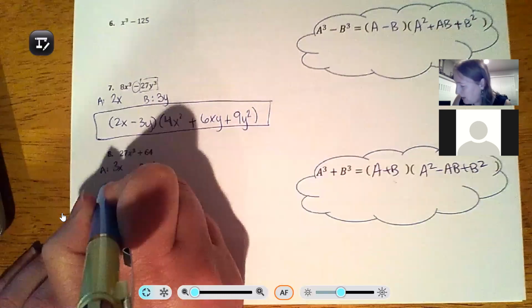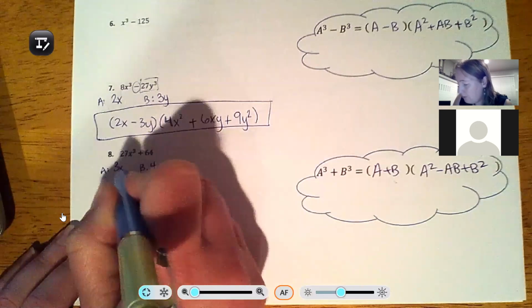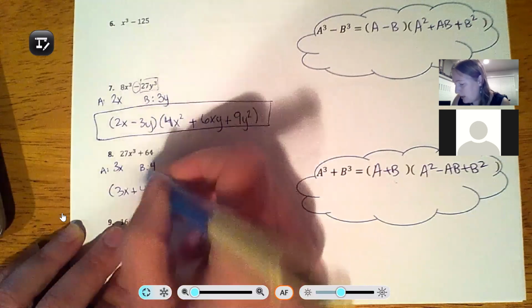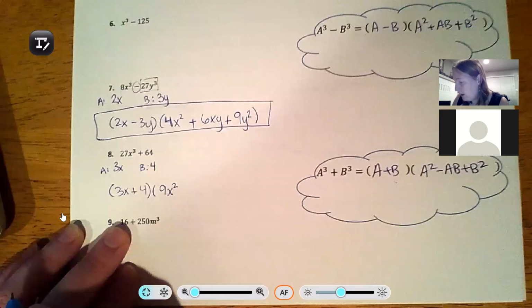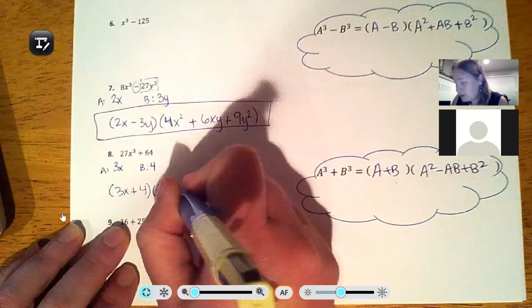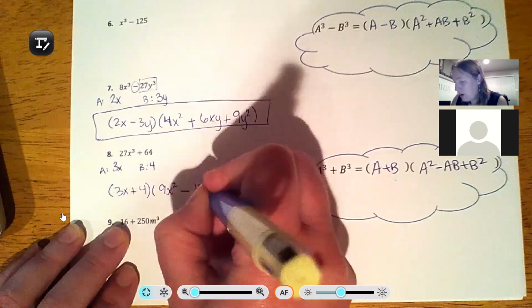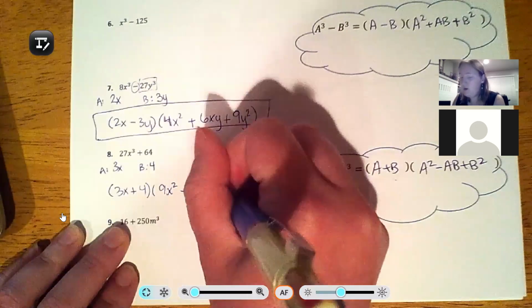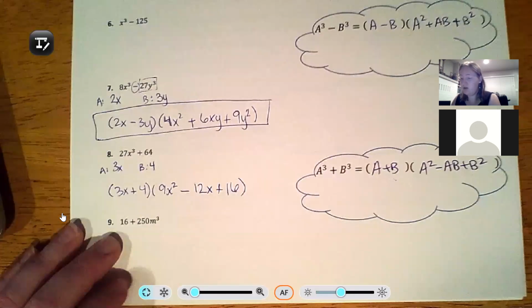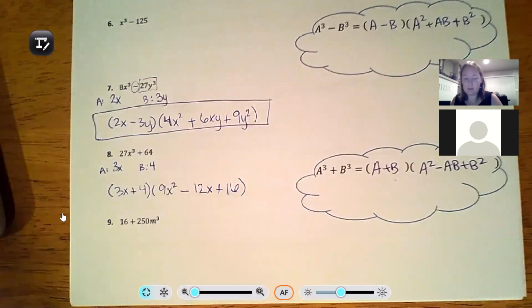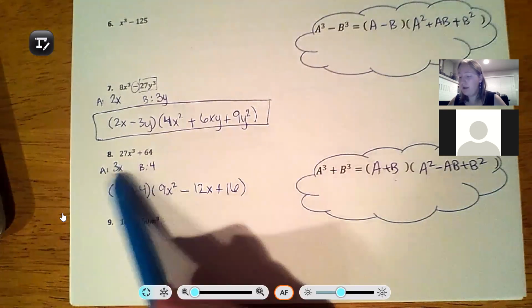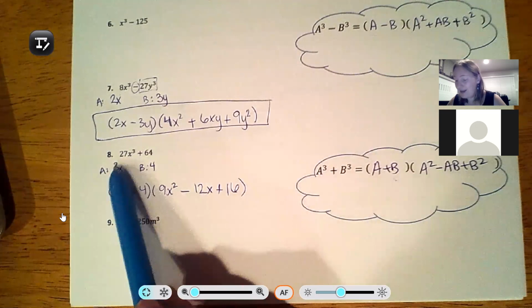So we're going to have 3x, the a, plus 4. And then we're going to have this squared, so 9x squared, minus the a times the b, and then plus my b squared, so plus 16. And you could always check: all the middle terms cancel, and that's what you're left with. And again, when you're squaring this, you're squaring the whole thing, so it's not 3x squared, it's 9x squared.